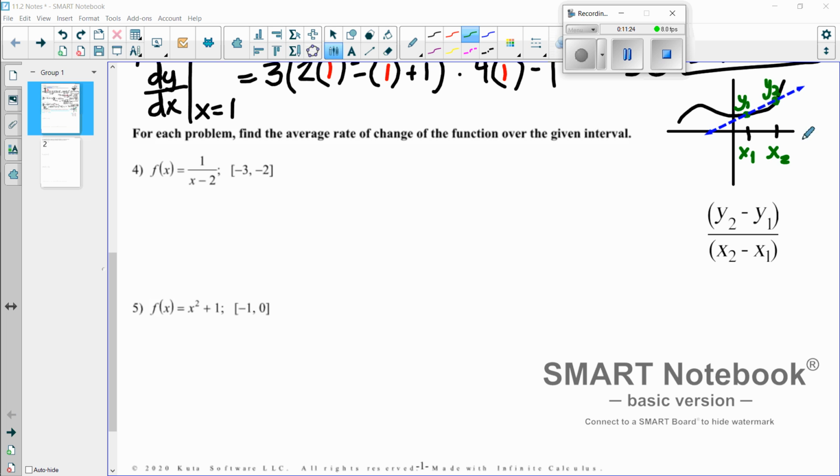So what we're really using here is just the slope formula. And I did mention this right in the beginning, there's not much new today. We're going to be using the slope formula here to find the average rate of change, okay?